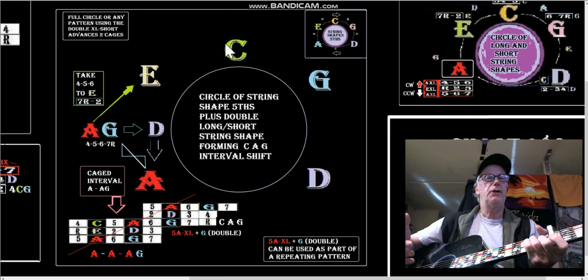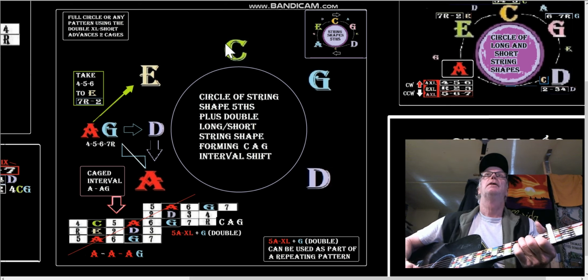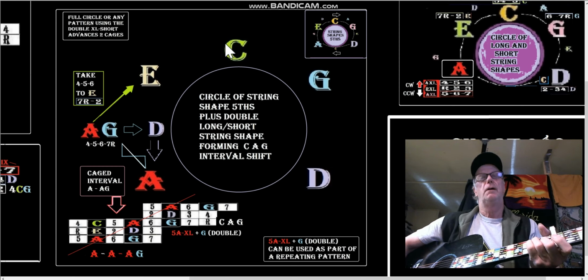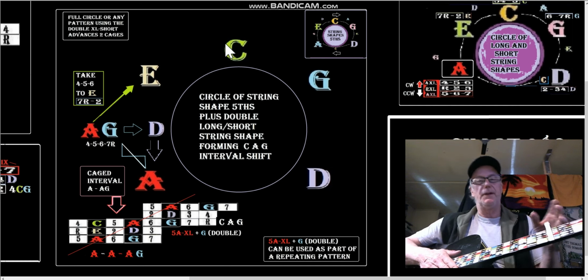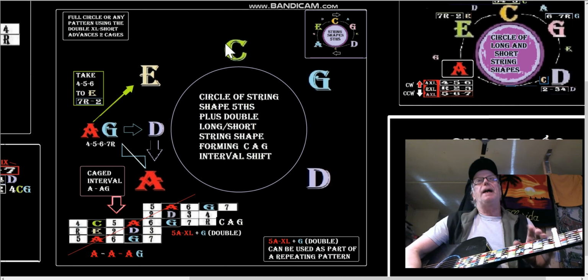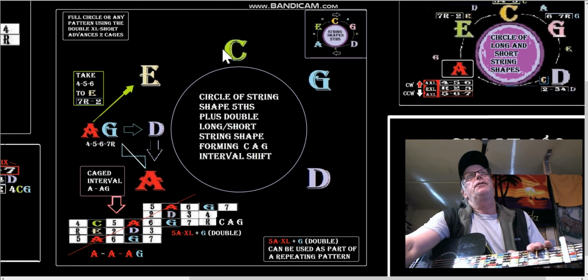Isn't that Hey Joe, where are you going? It's lower than that, but so that's the CAGED circle in fifths, okay?